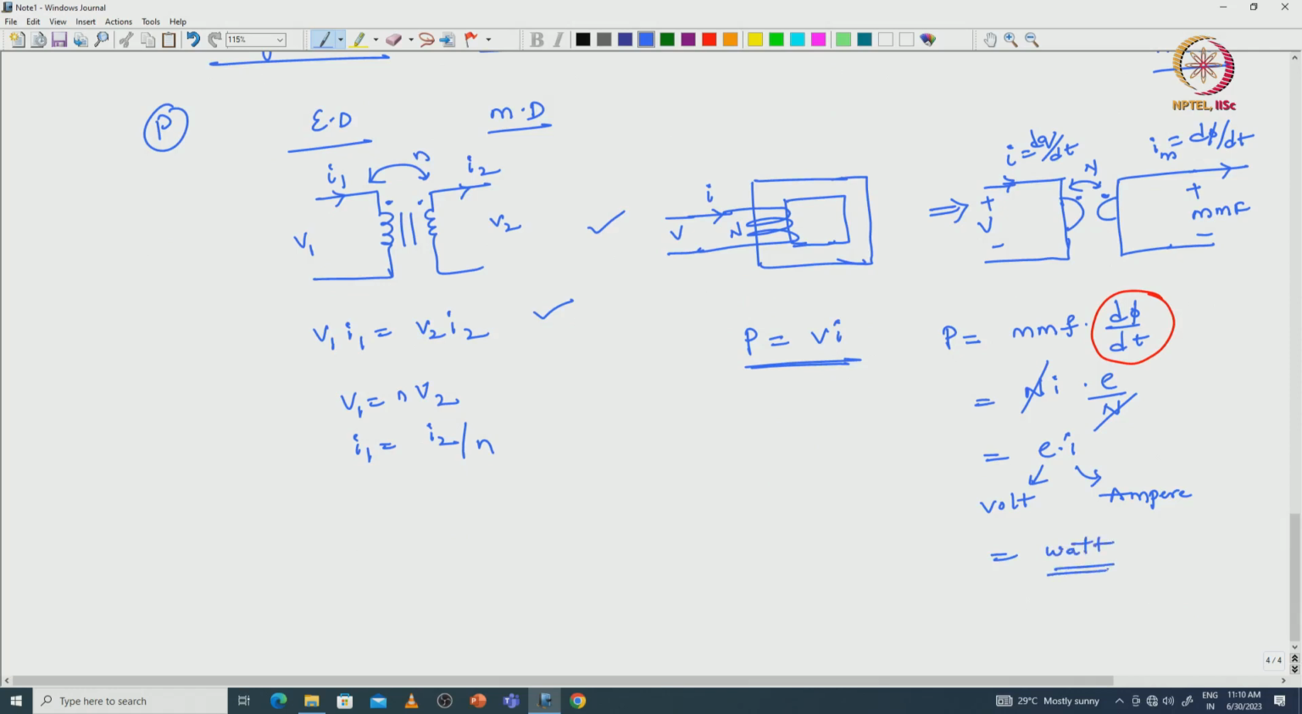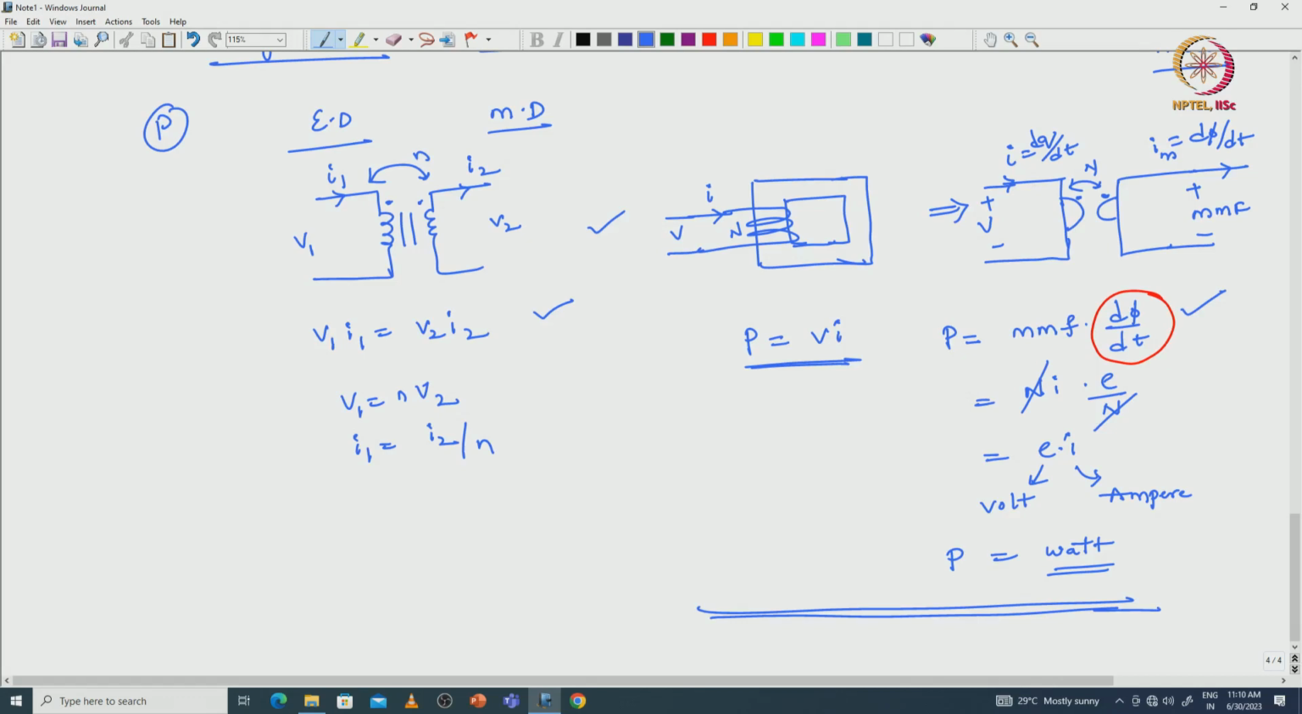Earlier we saw watt-second by considering the flow variable as flux, and that is wrong. We have to consider flow as a rate of change, that is d phi by dt. So we have matched conclusion 1: power is matching in both domains.